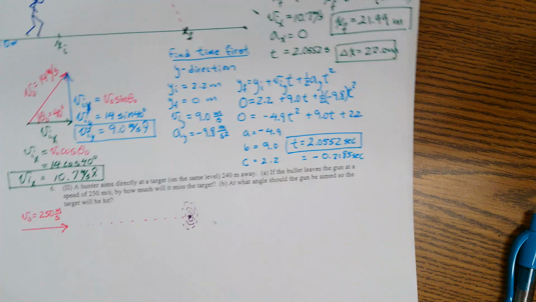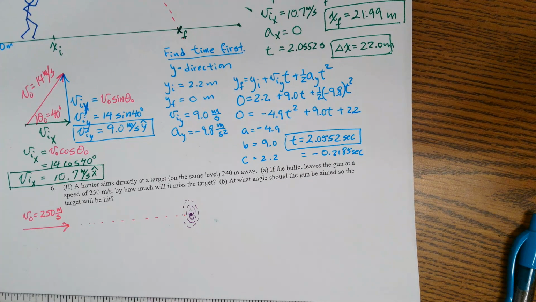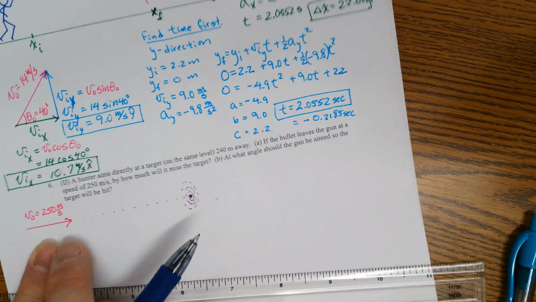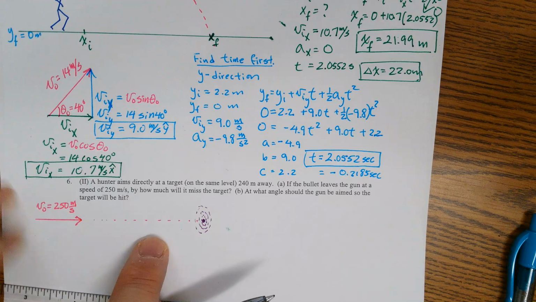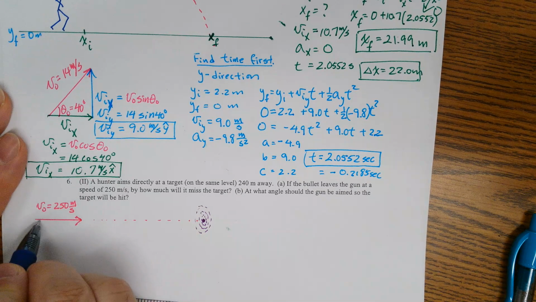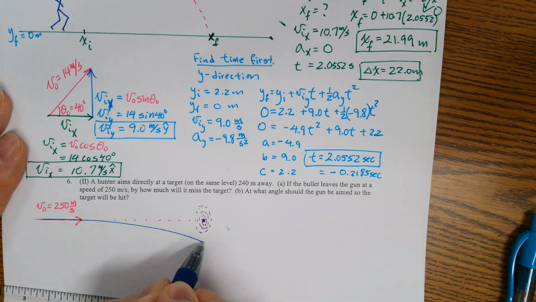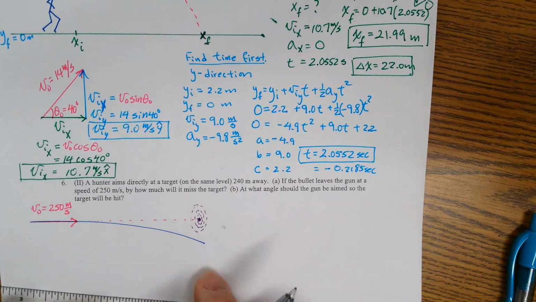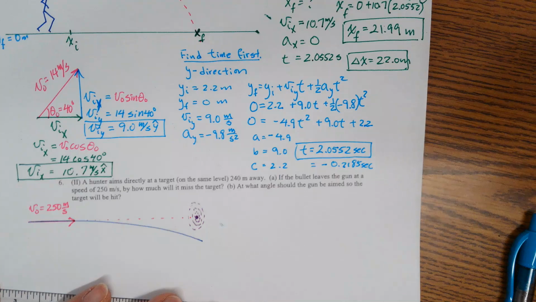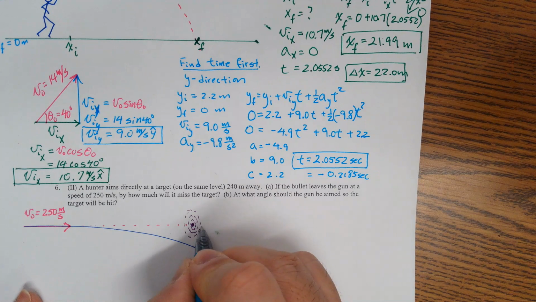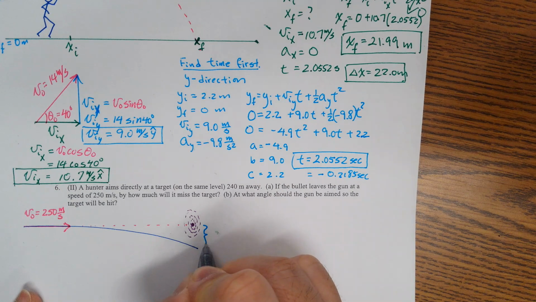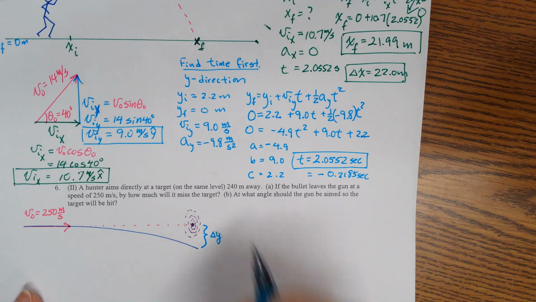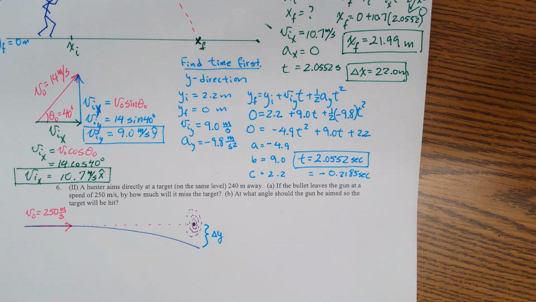But learning physics, that bullet's not going to travel straight across because of the gravitational pull of the Earth. So the bullet actually is going to travel like this and hit the ground, hit somewhere below the target because of gravitational pull. So they want you to figure out how much will the hunter miss the target by.